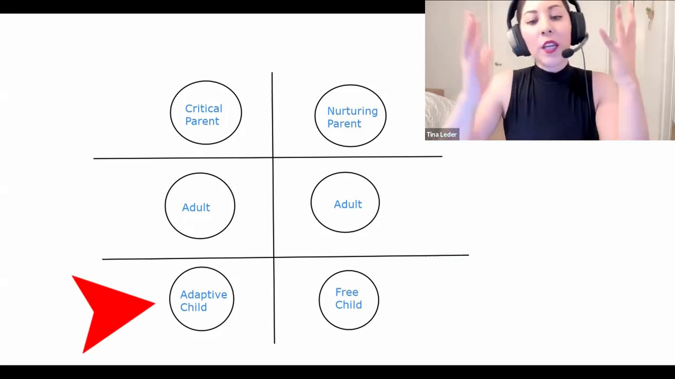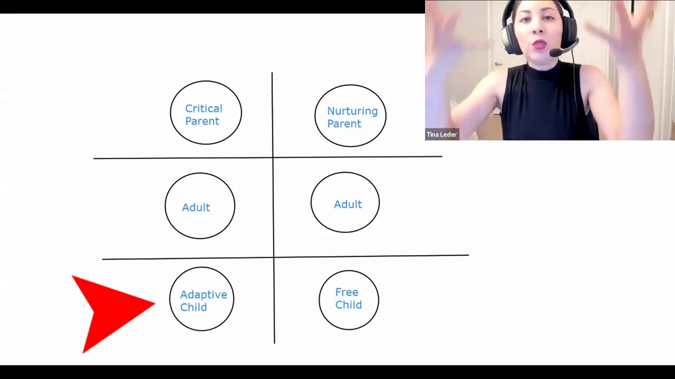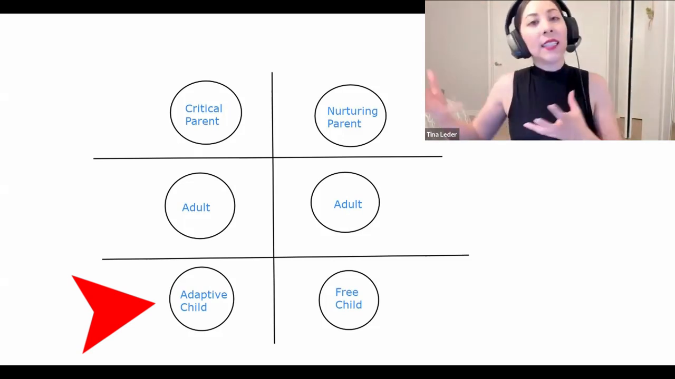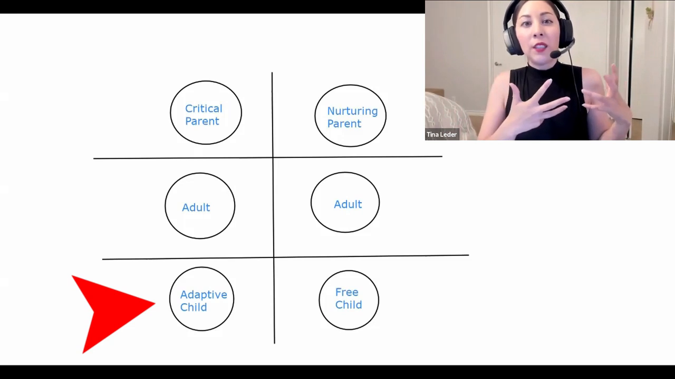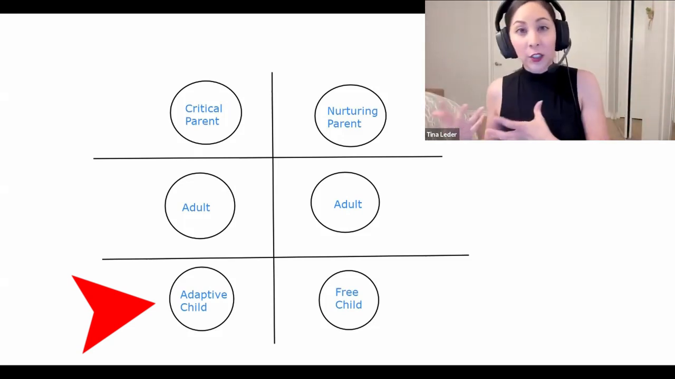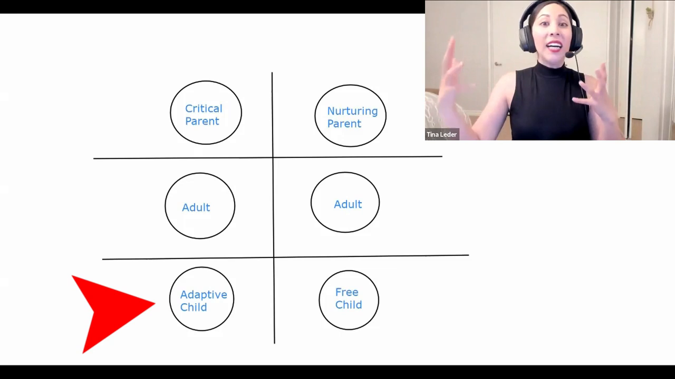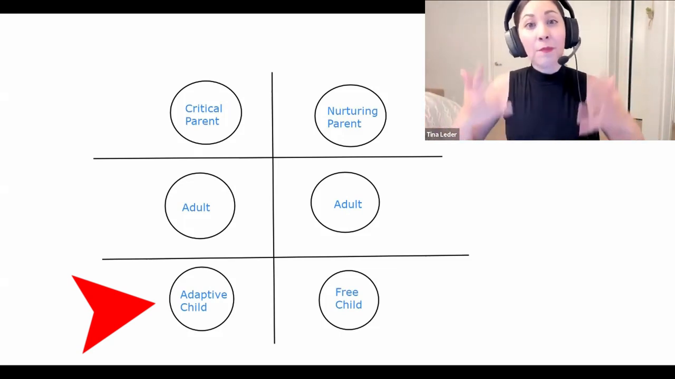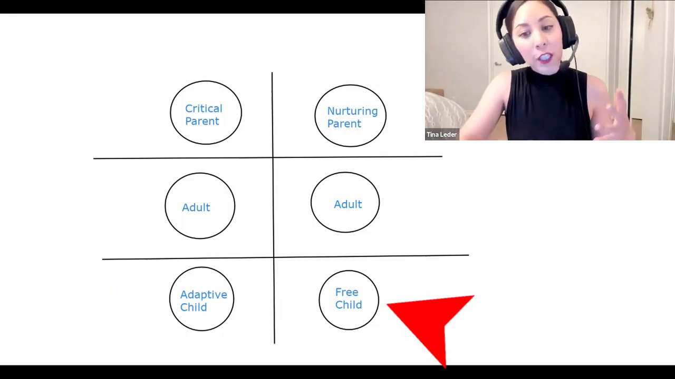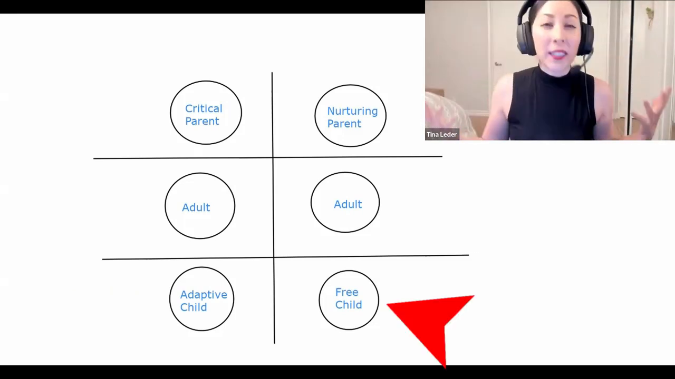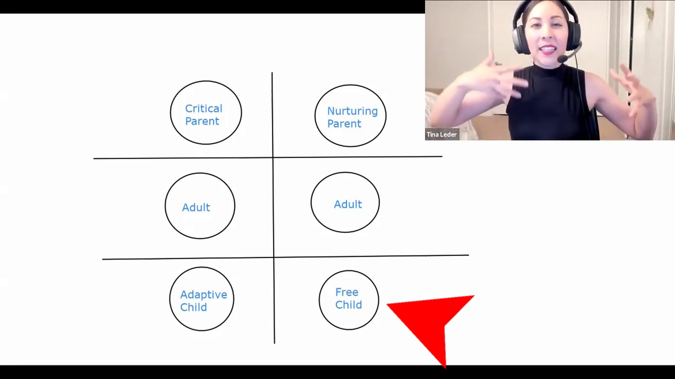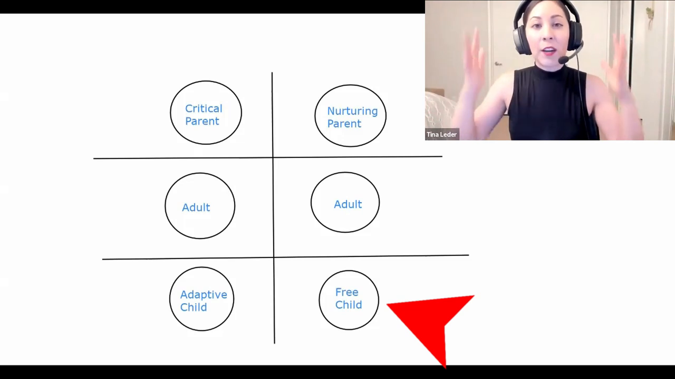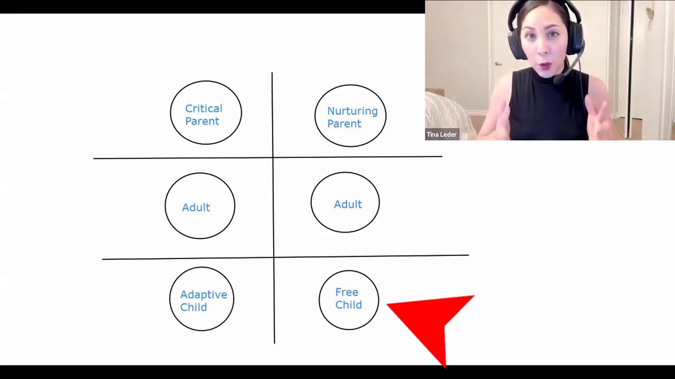The adaptive child is what you would imagine: a child that is receiving from a parental figure, okay, based on past experiences, what brought me to some positive or negative results? So they're the child who's going to adapt, as the name suggests, to the situation, to the environment, based on their past experience. The free child, on the other hand, is a little bit more spontaneous, they're creative, and they tend to be more ignorant and do as they please, so to speak, and they are very much in the moment. So there it is.